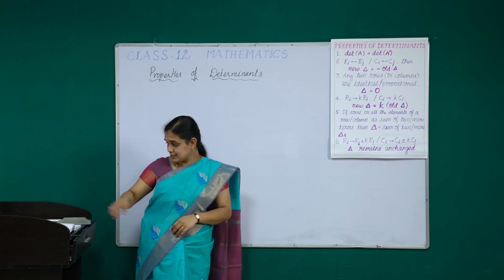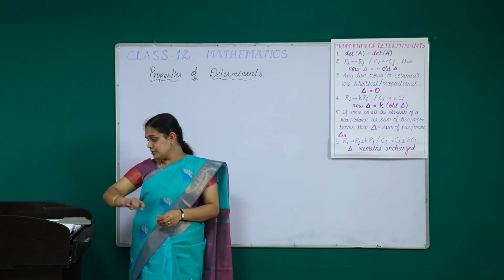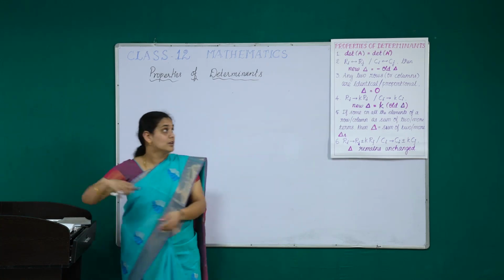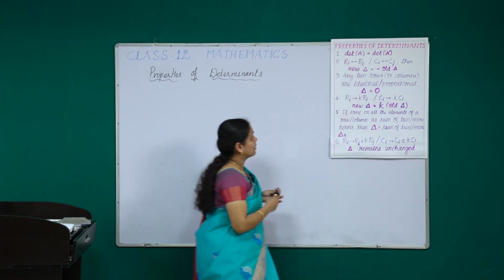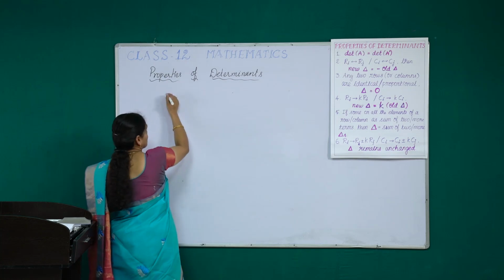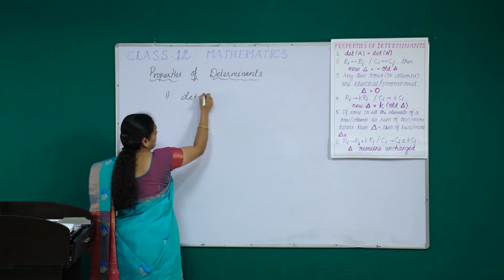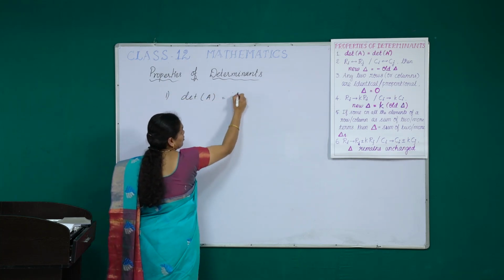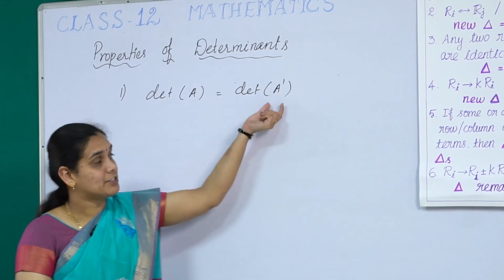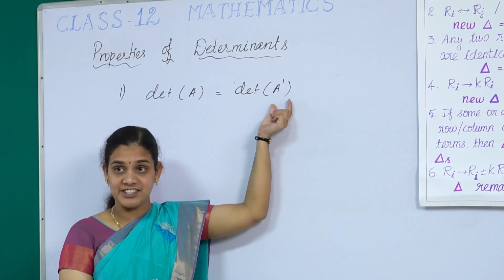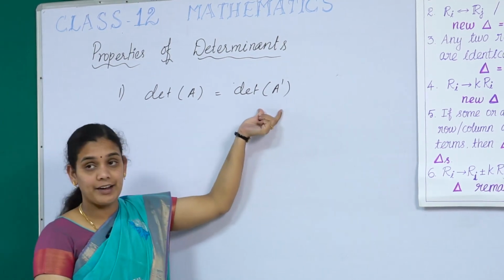There are 6 properties, the main properties. The first one is: determinant of A is equal to determinant of A dash. We already know what is A dash. A dash is the transpose of A. How do we get A dash?